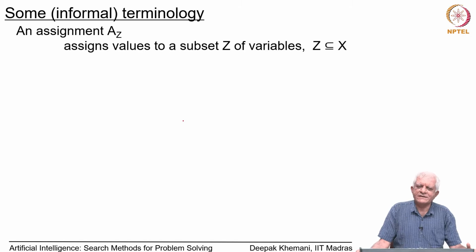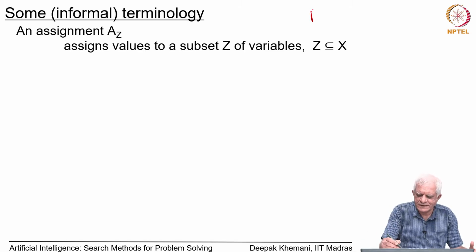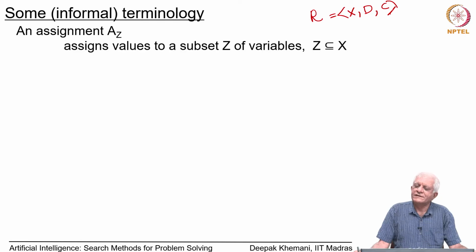Now, remember, what is a constraint satisfaction problem? You have a network which is made up of a set of variables X, a set of domains D, and a set of constraints C. For every variable in X, there is a corresponding domain in D, and the constraints are over some subset of the variables essentially. So, the task is to find an assignment of a value to every variable such that all the constraints are satisfied.